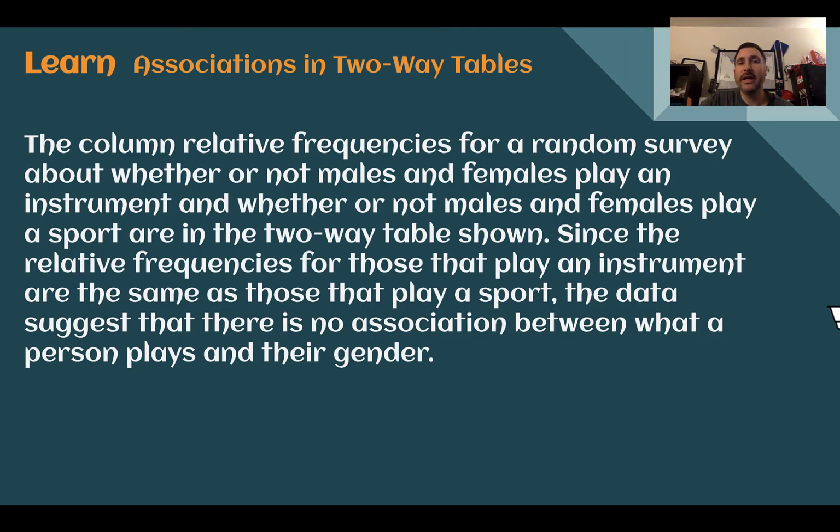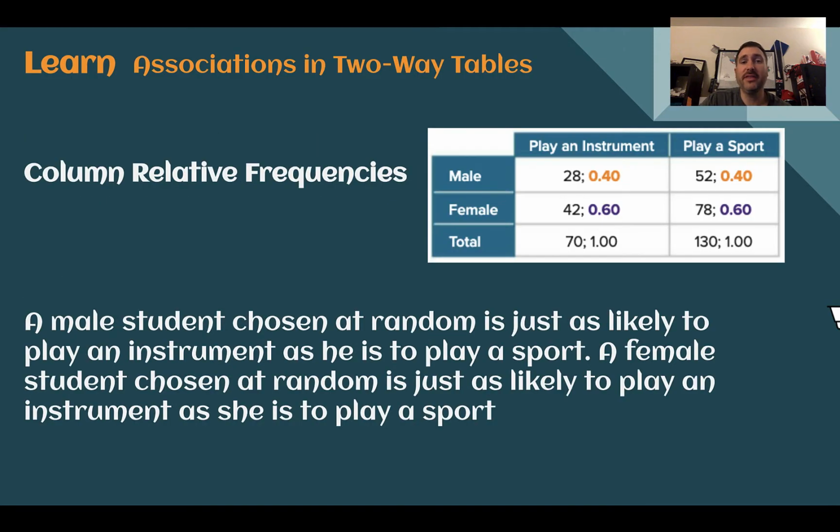In another two-way table, we can look at the column relative frequencies to determine if males and females play an instrument or if they play a sport. Looking at the data here, we would say there is no association in this column frequency. Males are just as likely to play an instrument as they are to play a sport. Females are just as likely to play an instrument as they are to play a sport. There are more females than males, but that's not what we're asking here. We're asking if they are more likely to play an instrument or play a sport.